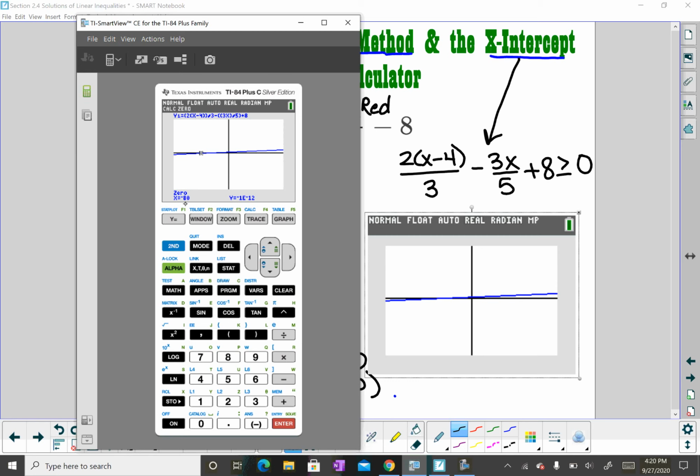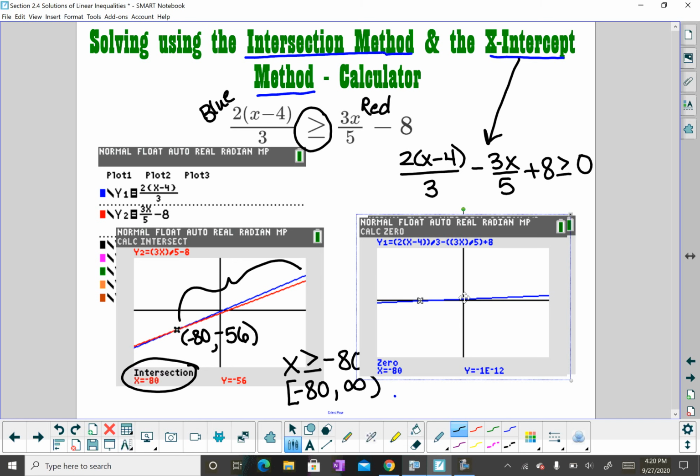And again, you can see we get that same thing, that negative 80 that we got on the last example. Now we want to know in this problem, when is the function greater than or equal to 0, which pretty much means when is it positive or when is it above the x-axis. And again, you can see everything to the right here is positive or greater than 0, above the x-axis.